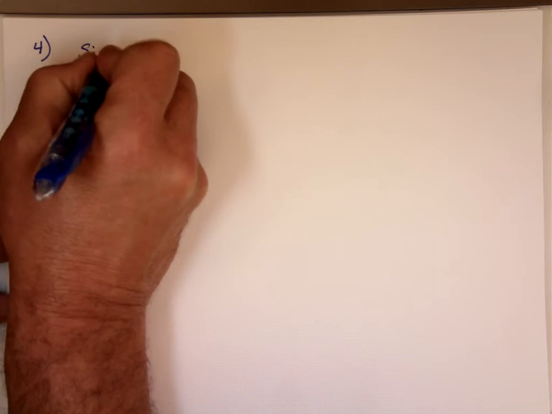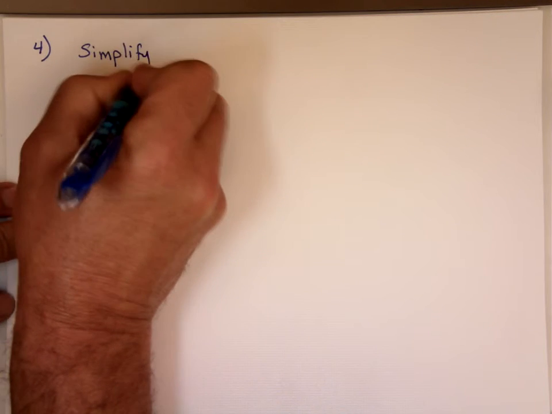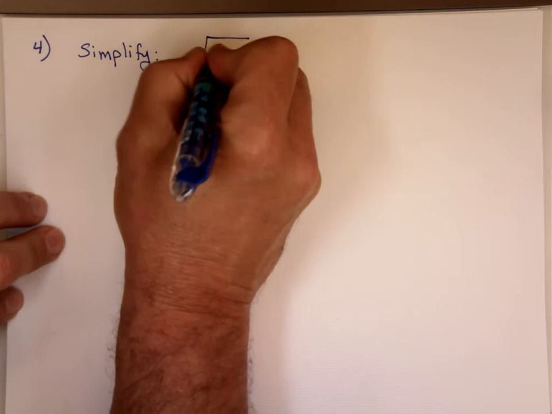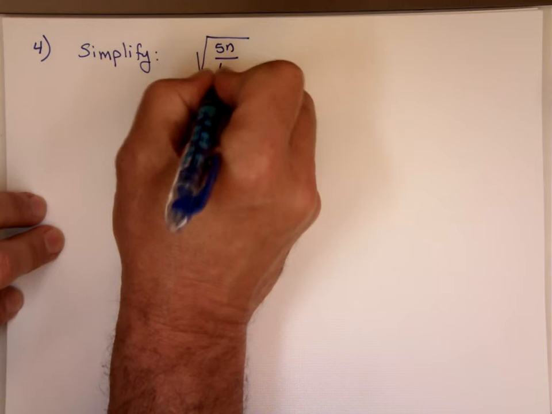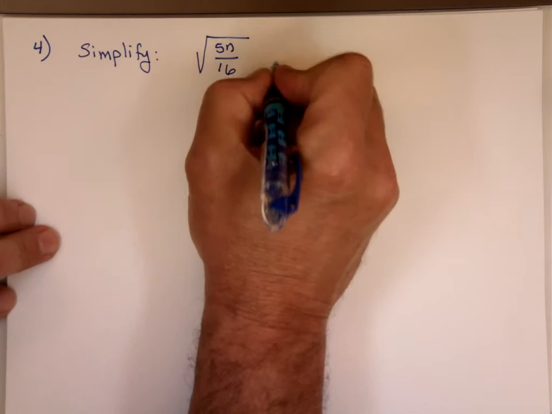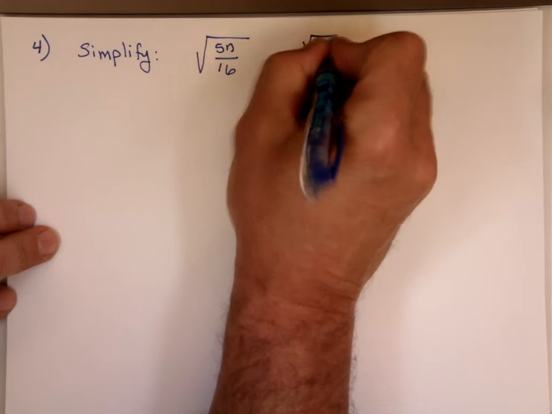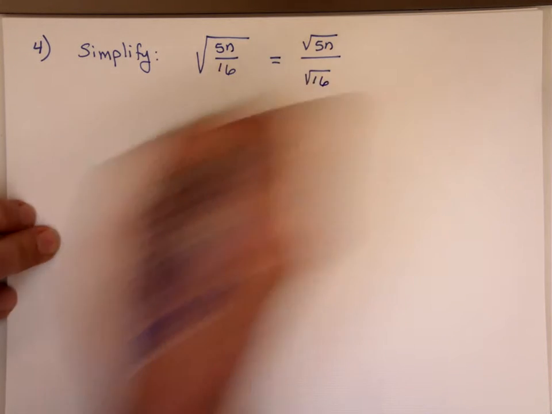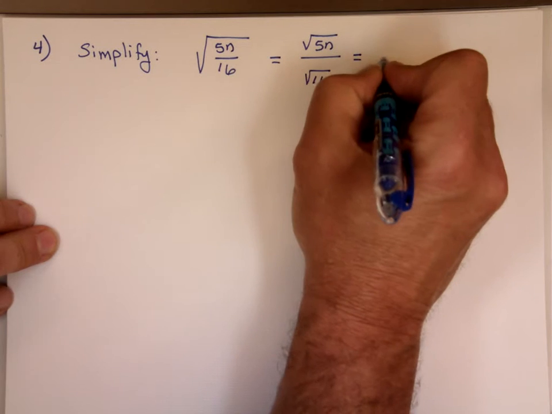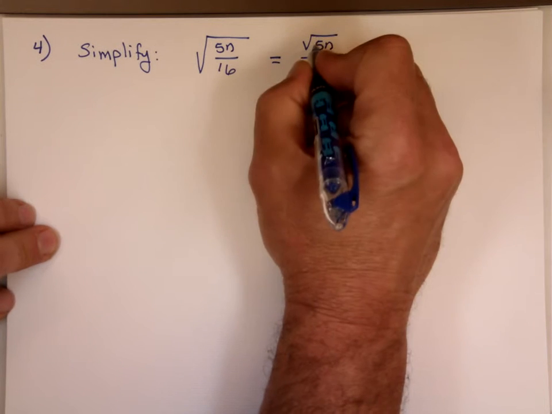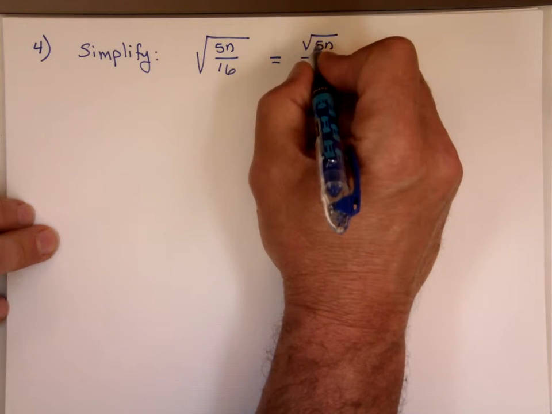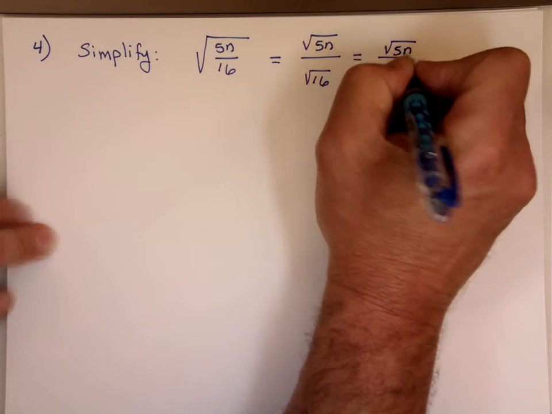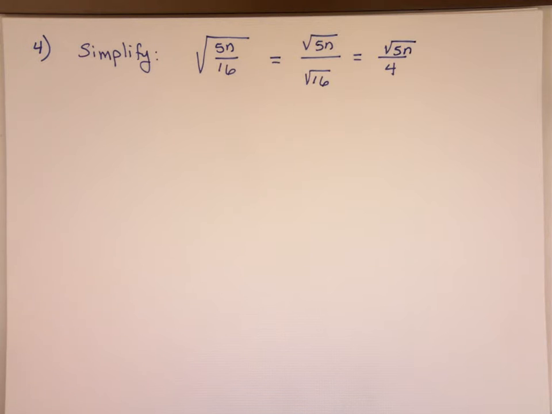Simplify. The square root of 5n over 16. Again, we can take this and break it down, the square root of 5n over the square root of 16. What is the square root of 16? That's a 4. 5, I have no idea what the solution to it, neither n. So this one stays 5n, square root of that, over 4.